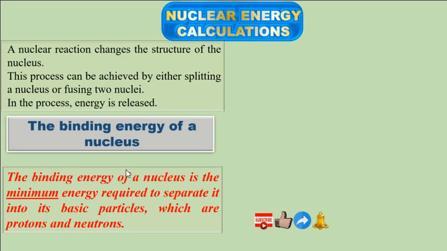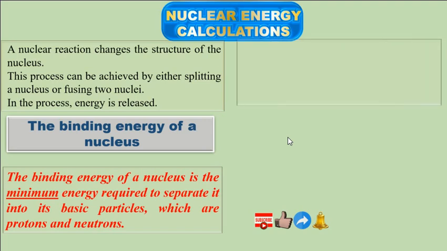Then the definition. Binding energy of a nucleus is the minimum energy required to separate its particles into its basic particles. And these basic particles are the protons and the neutrons. That energy supplied to separate the protons and the neutrons is what we refer to as the binding energy.